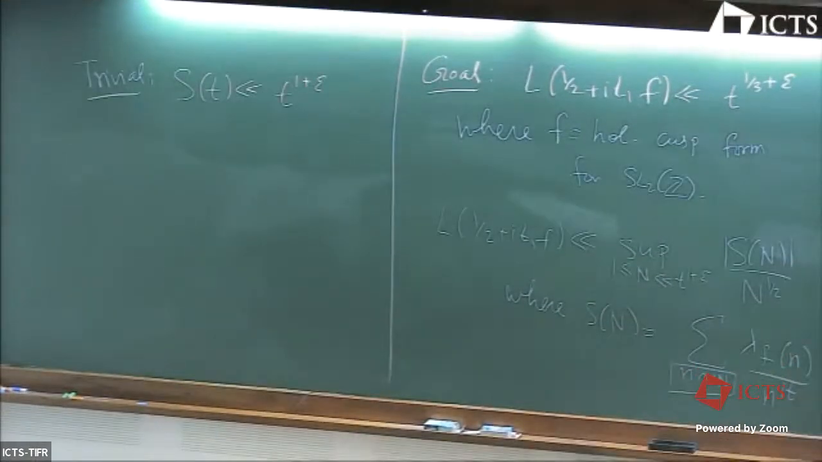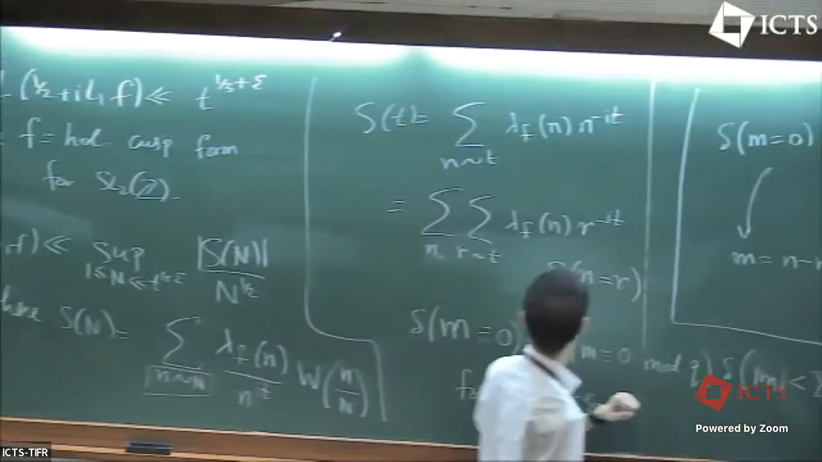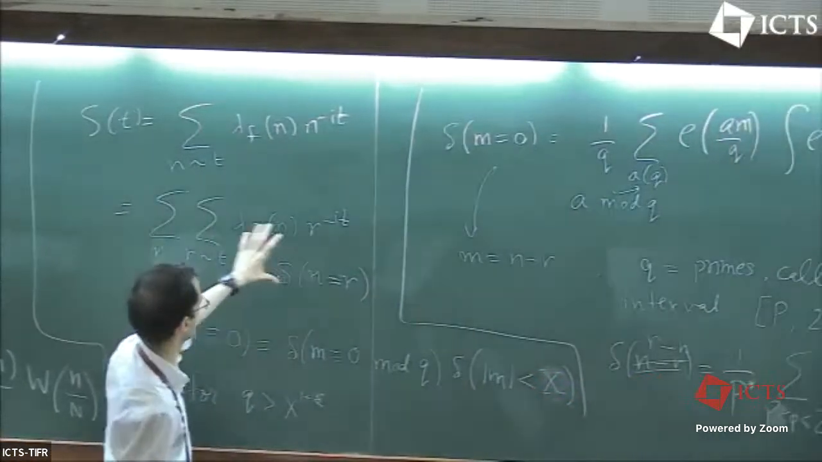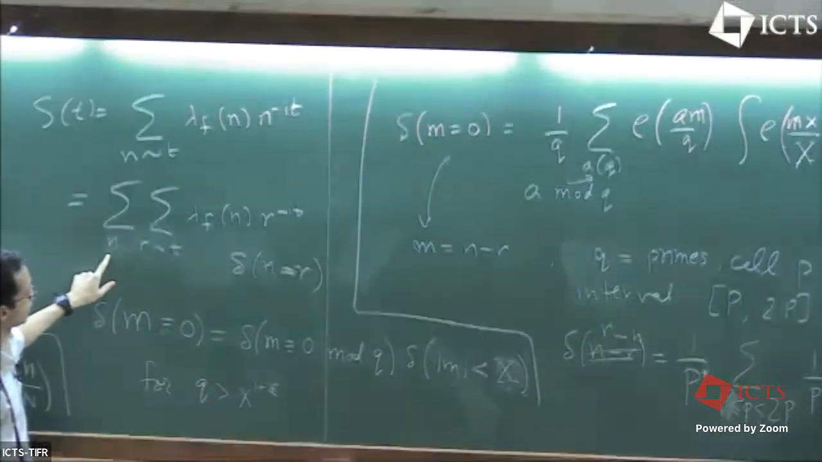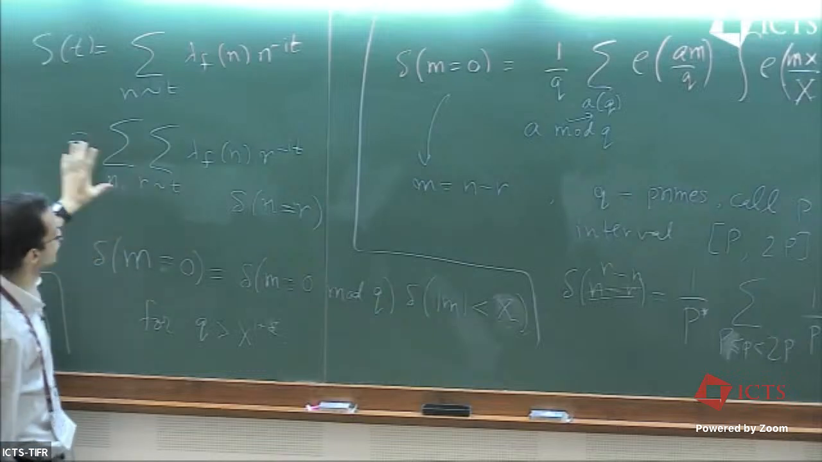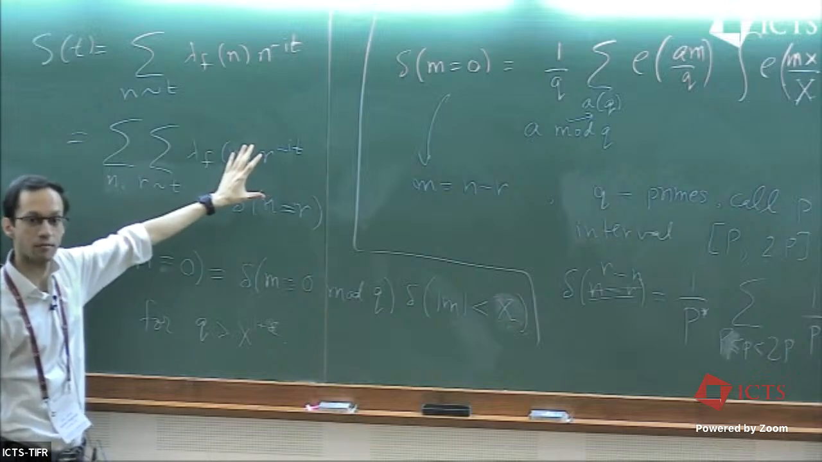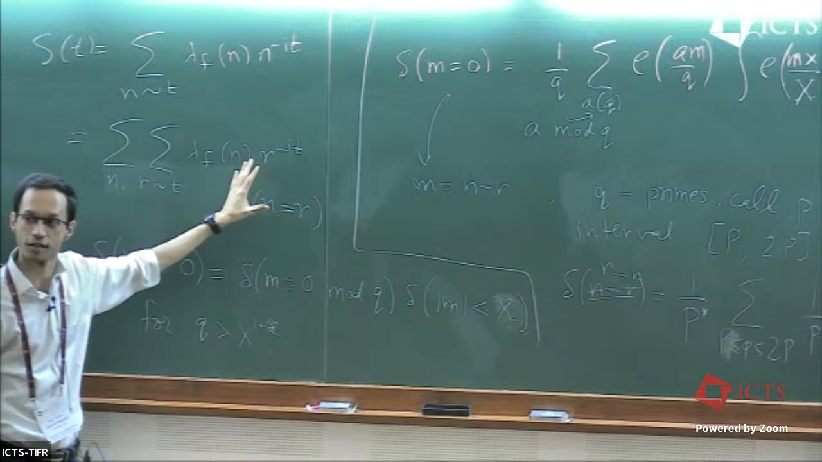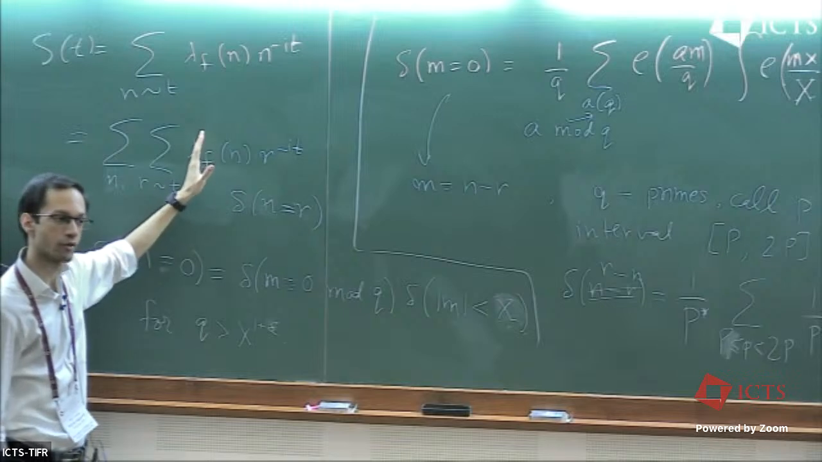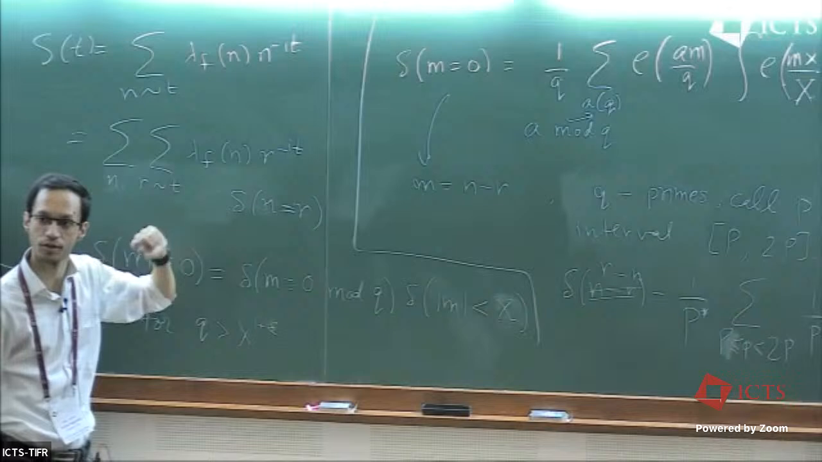Also notice that once you write the single sum as a double sum, now you have two sums. You have an N sum and an R sum that are of size T. So if you apply the trivial bound after the application of the delta symbol, then the bound is T squared. So you have suddenly lost a full T. So you have to gain a T and a bit more in order to get the subconvexity bound.